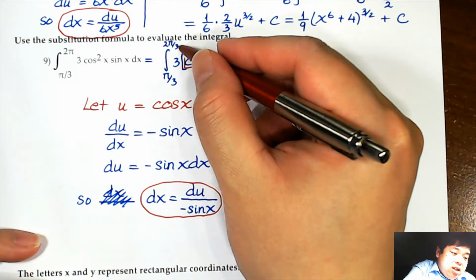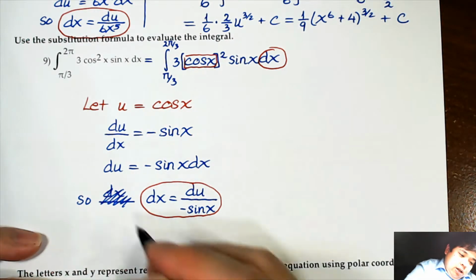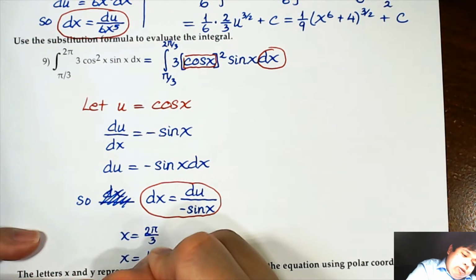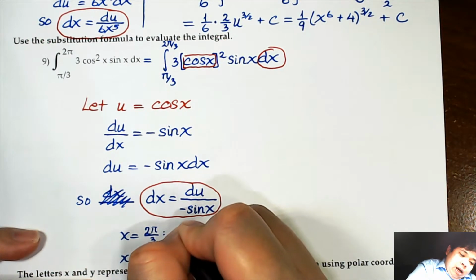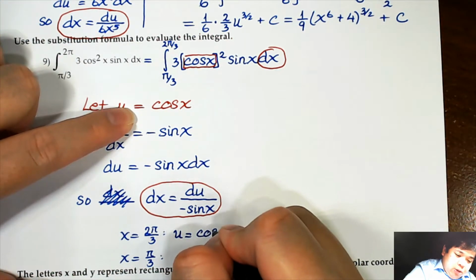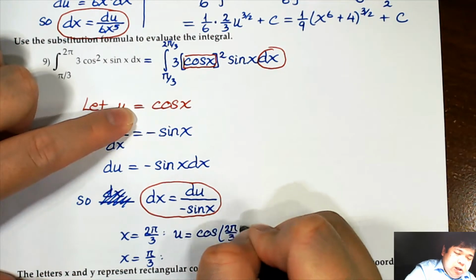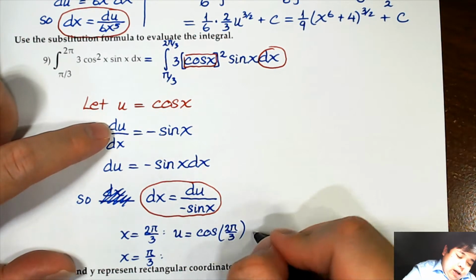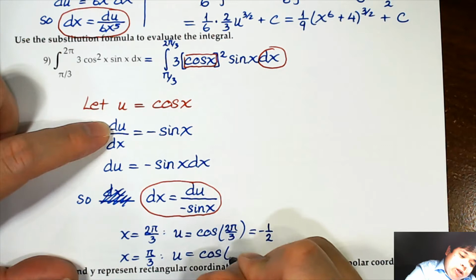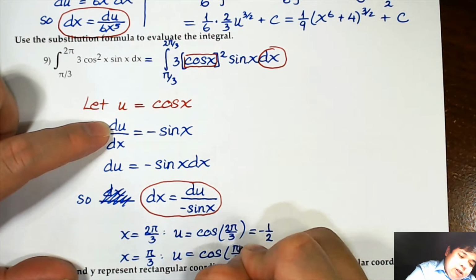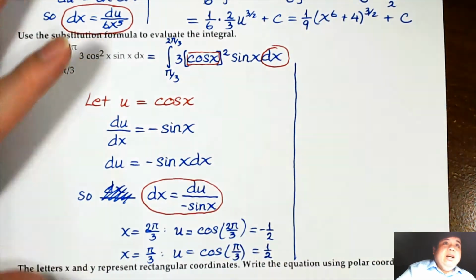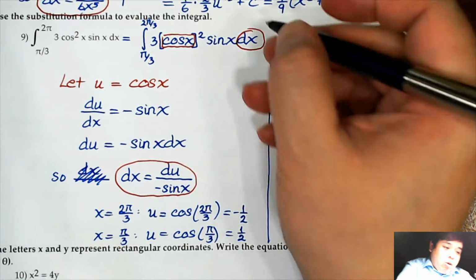Right. What next? We also have the limits. So x equals 2 pi over 3 and x equals pi over 3. When x equals 2 pi over 3, u is cosine of x. So cosine of 2 pi over 3, that is negative 1/2. Cosine pi over 3 is positive 1/2. Right. Then we can substitute back into our problem.